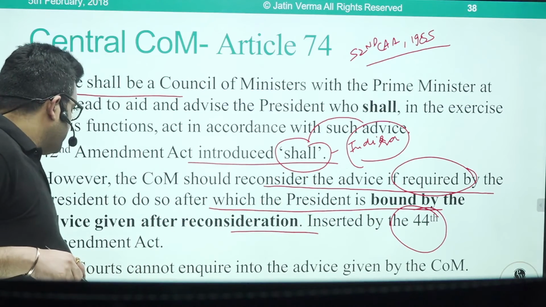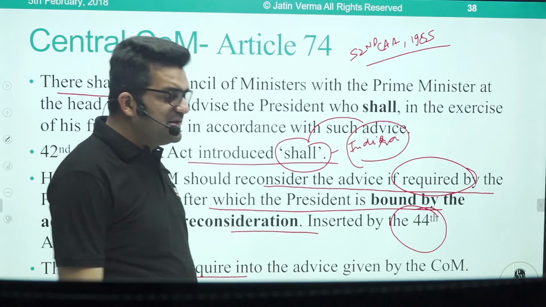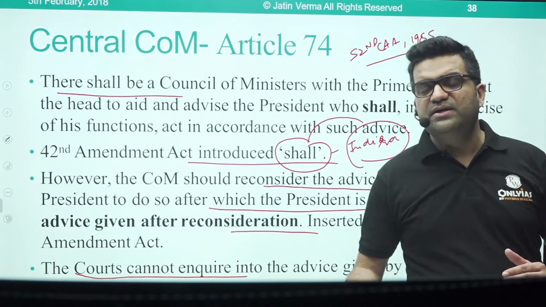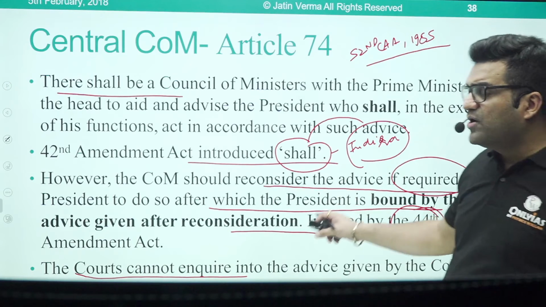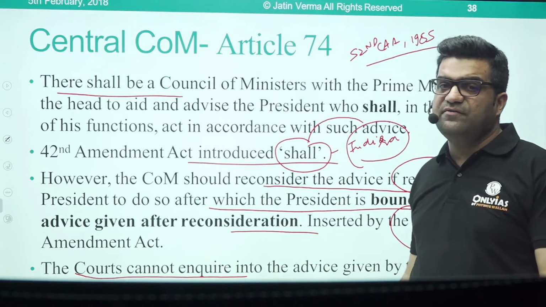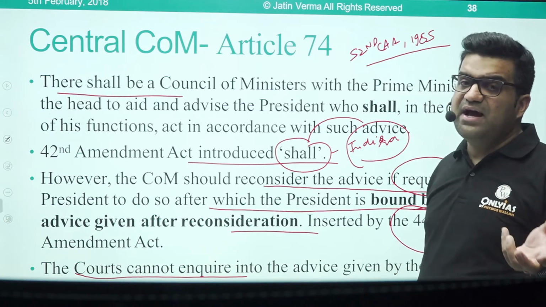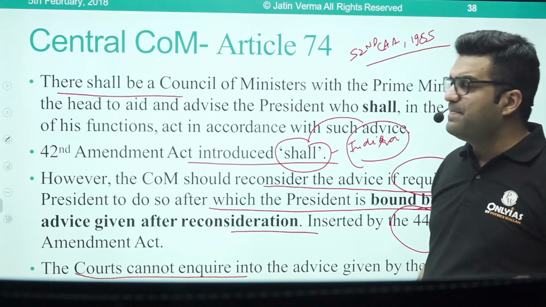Now, the courts cannot inquire into the advice given by the Council of Ministers. It is not that courts cannot see what advice was given. Courts cannot ask why this advice was given. This clarity is important. You never know the way the question would be framed. Okay, so this is important.